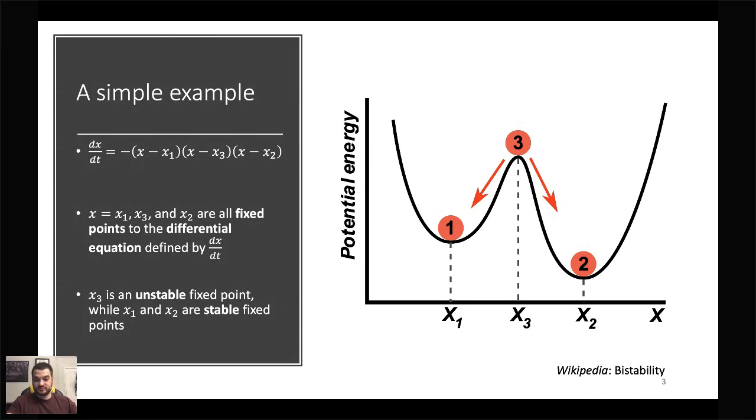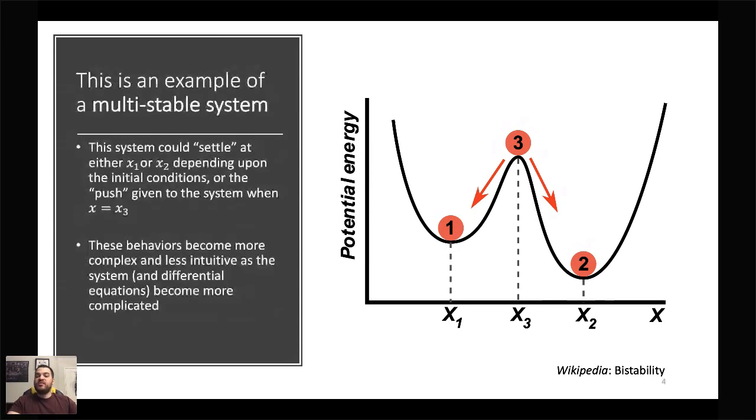Now, this is also an example of something called a multi-stable system. Very straightforward. There are 2 points of stability, x1 and x2. So this is a bistable or multi-stable system. And which one of these stable, steady states my system settles at depends on a lot of different things. It depends upon the initial conditions, where I drop the ball. It depends upon if there's some sort of perturbation going on in this system.